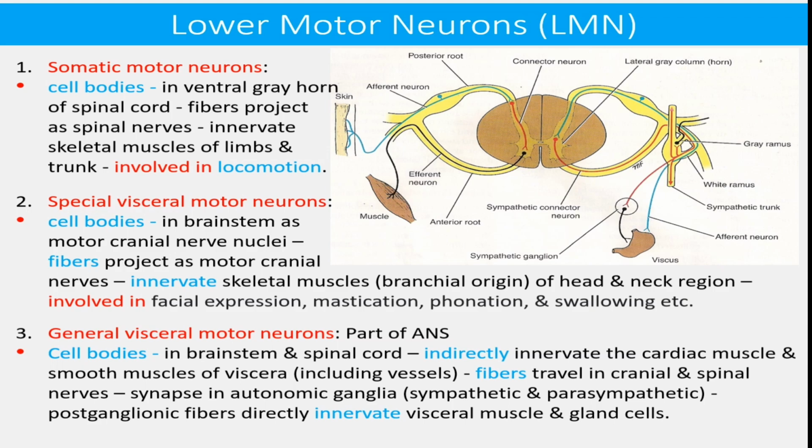The third group is general visceral motor neurons, which are part of the autonomic nervous system, and their cell bodies are located in the brainstem and spinal cord. They innervate indirectly the cardiac muscles and smooth muscles of viscera, including vessels. Fibers travel in cranial and spinal nerves. They synapse in autonomic ganglia, that is sympathetic or parasympathetic, and postganglionic fibers directly innervate visceral muscles and gland cells.